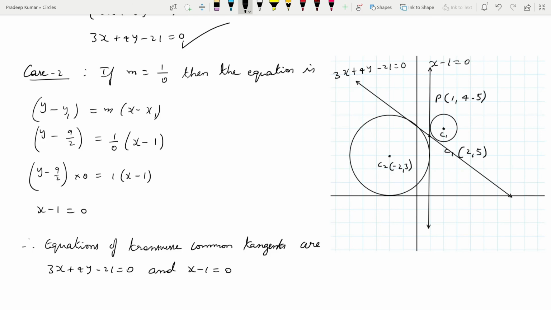So these are both of the tangents which were touching the circles transversely, and they are meeting at this particular point P. So this is all they asked us to find out, the equations of both of the tangents. Alright, so we got the equations for both of the transverse tangents of these particular circles. So this is all about this particular question.